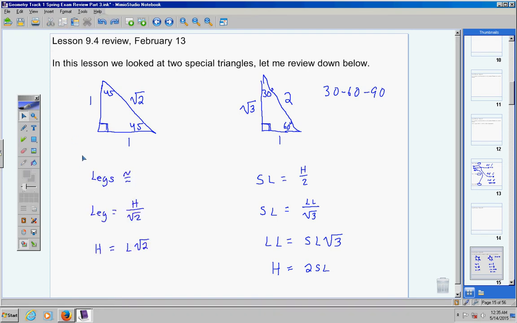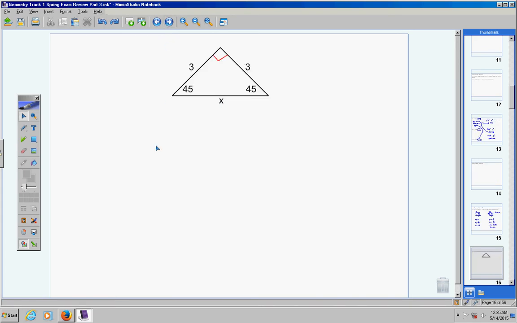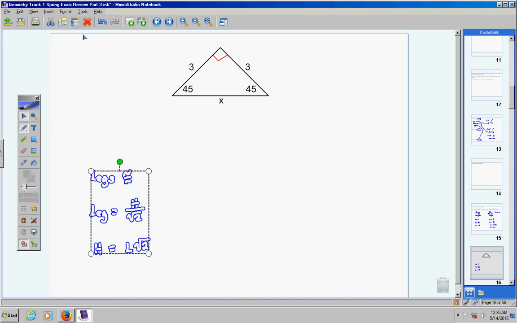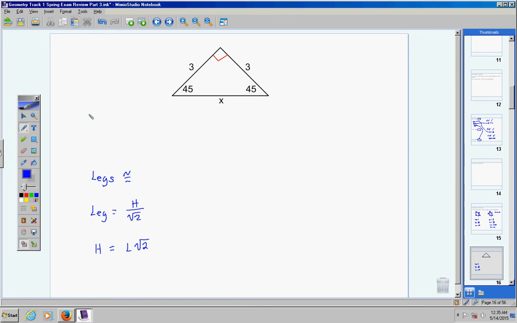Alright, so let's go ahead and apply this to some problems, alright? Copy this problem in your notes, please. If I asked you to find the length of this side without using Pythagorean's theorem, we could do that, okay? Now, first of all, we have a 45, 45, 90 triangle, so we know we can use these shortcuts here. I'm looking for the hypotenuse.